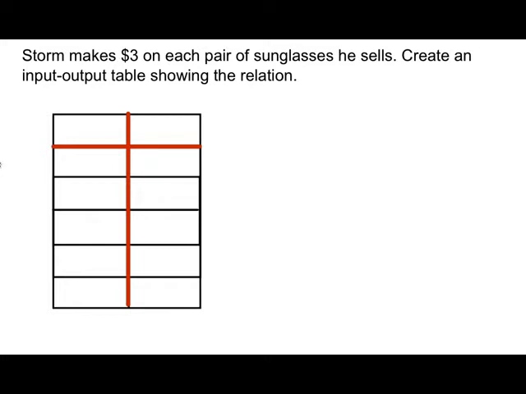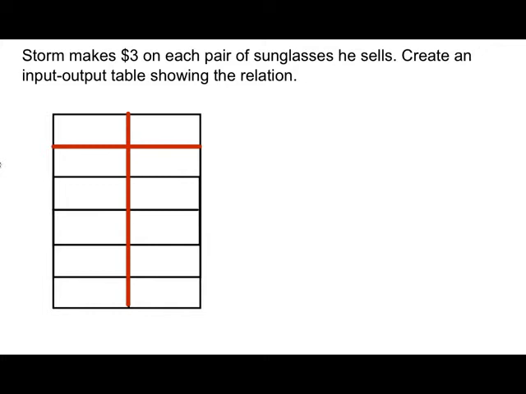The first scenario I have is a real-life application. It states, Storm makes $3 on each pair of sunglasses he sells. Create an input-output table showing the relation. So if you look, I've created basically a T-table with two columns, our input and our output. Now we need to start by writing an equation.